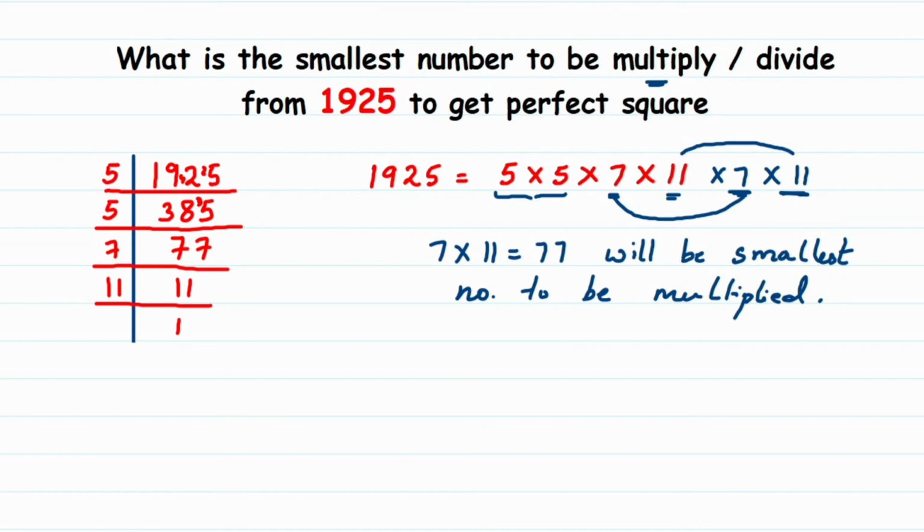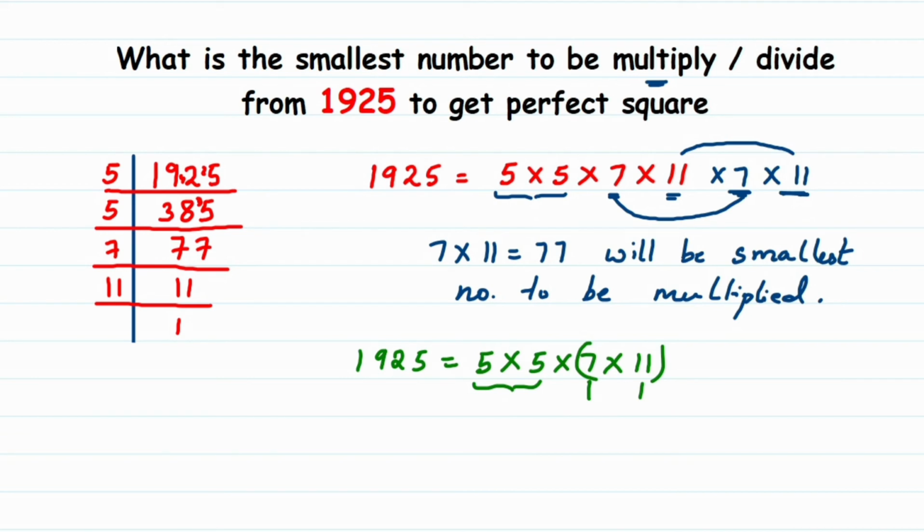Now next comes division. So let me write this again. So we have 1925 equal to 5 into 5 into 7 into 11. Now divide means we have to remove the number. So if you see again, this is already one pair, so we don't have to touch this part. If I remove this 7 and this 11 and divide, I will be left with 5 into 5, and that is forming one pair.